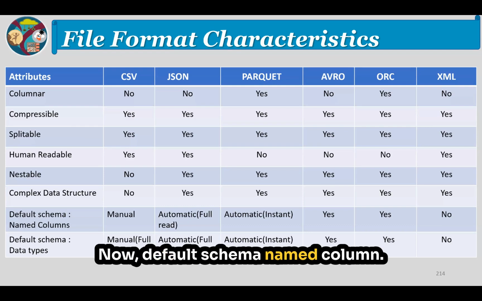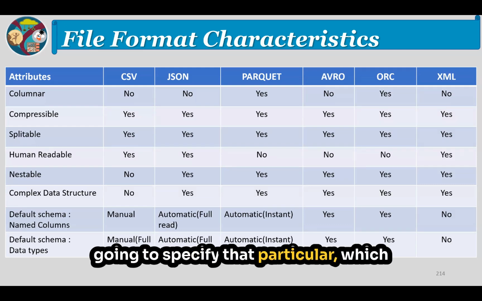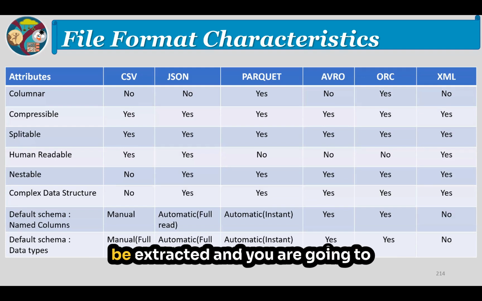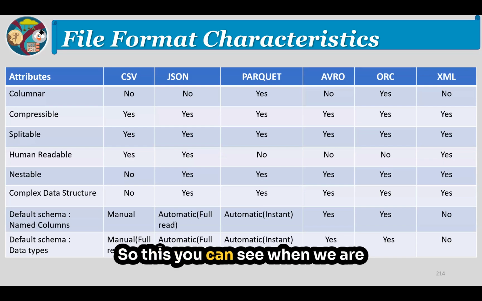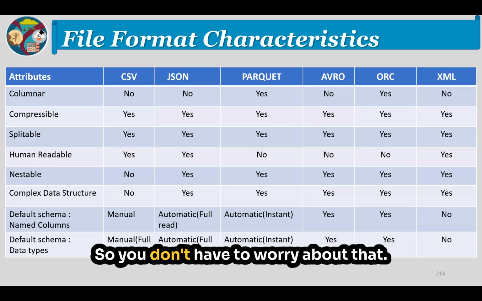Now default schema named column. If you take a CSV, you are going to specify which schema, what the database is, and then the column is extracted and you read the data. But with semi-structured data, you don't need to specify any schema or particular table. You get that particular object directly, object dot that particular name. You will understand this more clearly when we read the data from the JSON, so you don't need to worry about that.